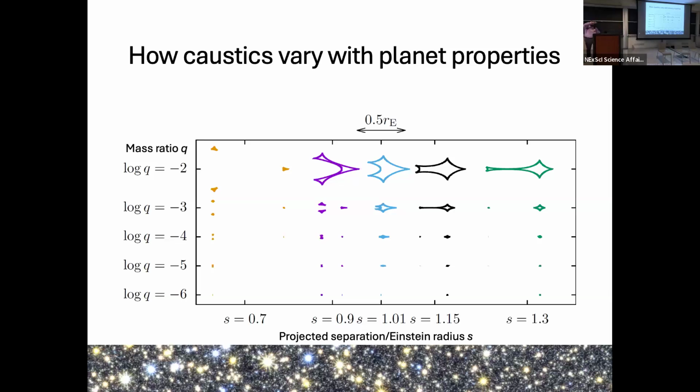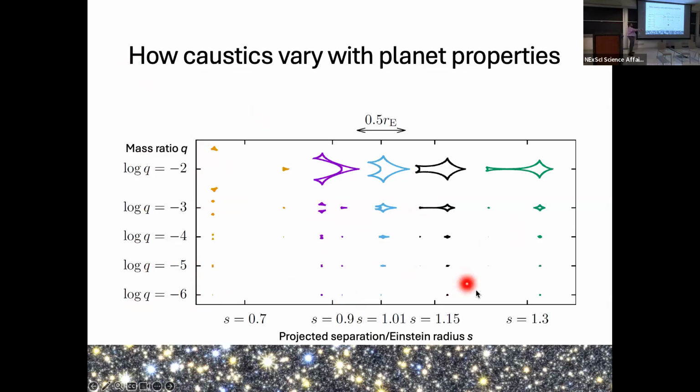So in the video, you saw the images kind of traveling around the Einstein radius. If you have a planet near the Einstein radius, it's going to give you a large caustic. But if the planet is far away from the Einstein radius, it will be a smaller caustic. So this is showing the variation in size as you change projected separation and as you change mass ratio. The mass ratio range is huge here. It's 4 orders of magnitude.